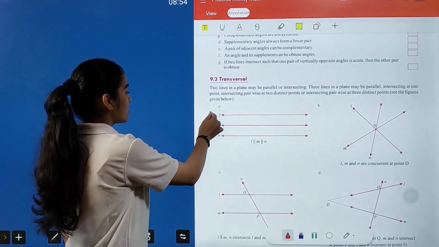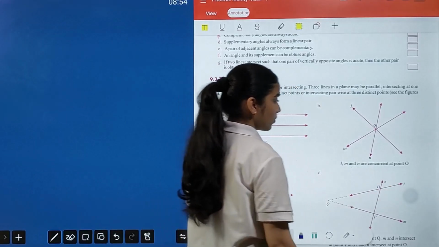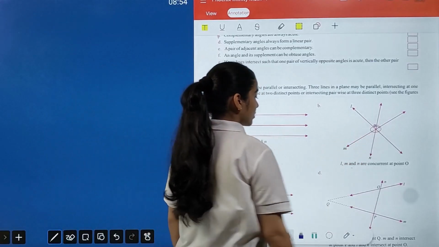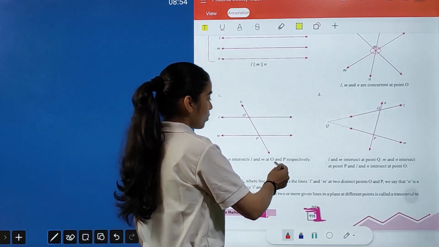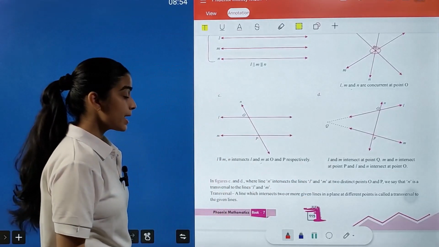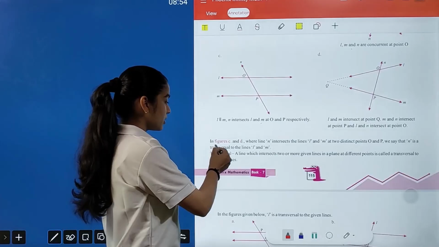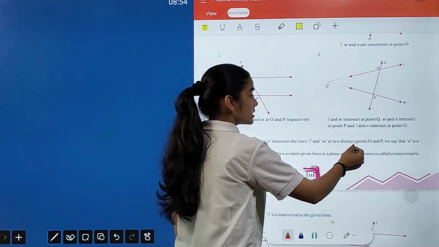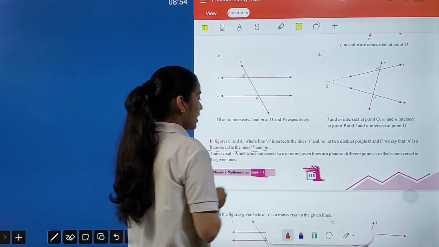L, M, N. These three are parallel to each other. L, M, N are concurrent at point O, meaning at a single point they cross each other. So at that point they are intersecting each other. When N intersects L and M at O and P respectively, and in this case L and M intersect at point Q, M and N intersect at point P, and L and N intersect at point O. Means in figures C and D, where line N intersects the lines L and M at two distinct points O and P, we say that N is a transversal to the lines L and M.